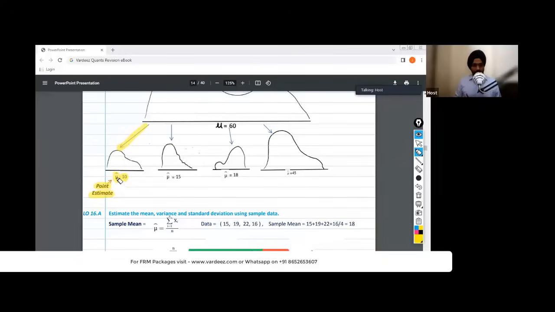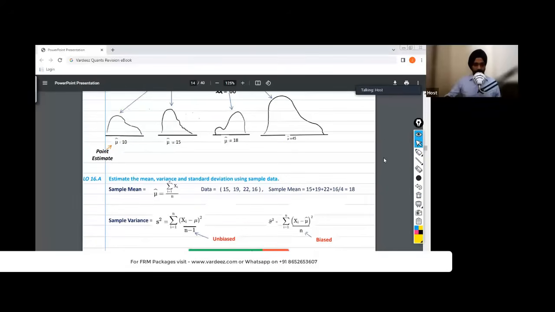Now, how do I come up with this mean equal to 10, this sample mean mu hat equal to 15, this mu hat equal to 18, the mu hat equal to 45? How do I come up with this number? Well, there is a formula for that, and it's very simple. To calculate this sample mean, I can refer to it in two ways, which is mu hat or X bar. And what are these called? These are called sample statistics.